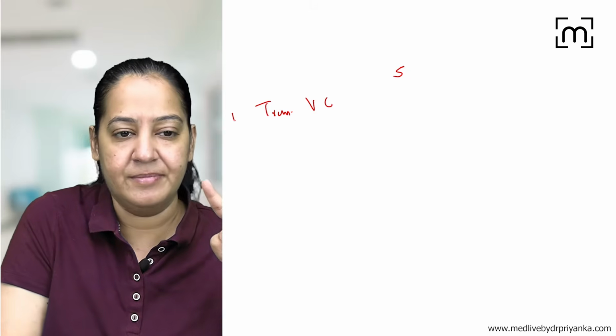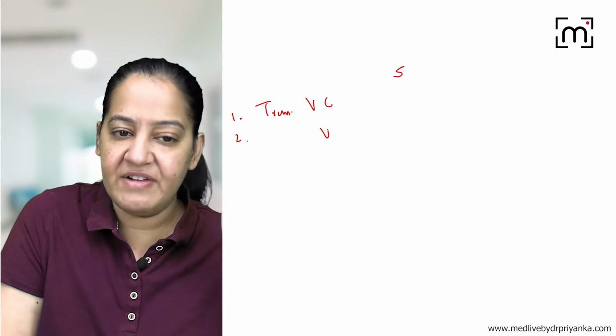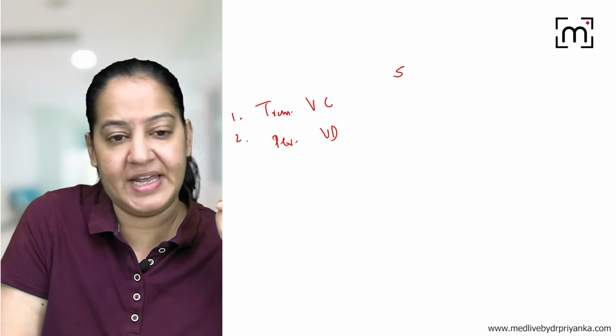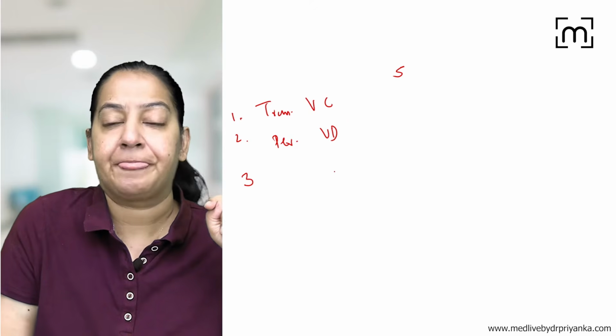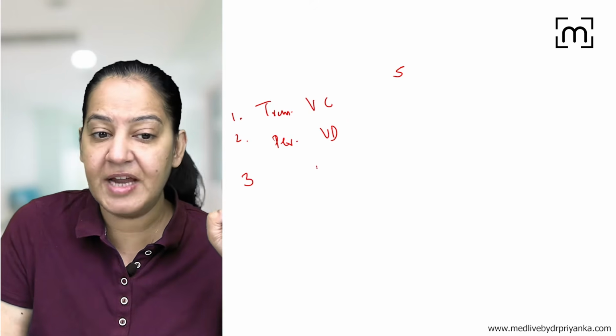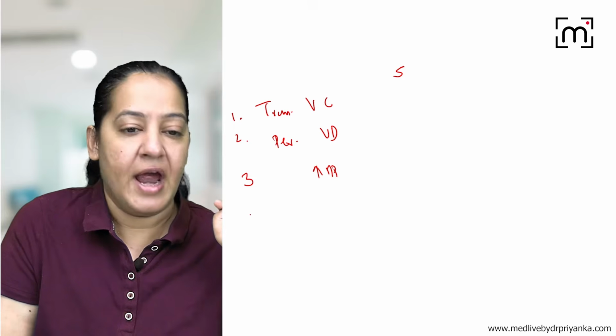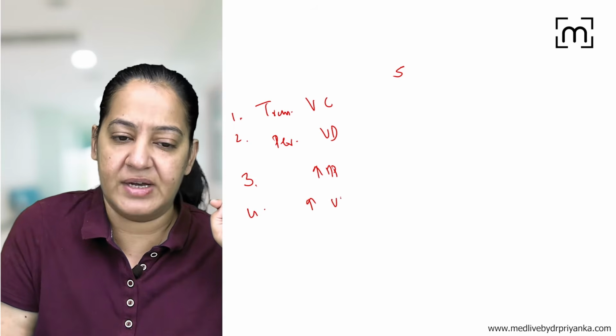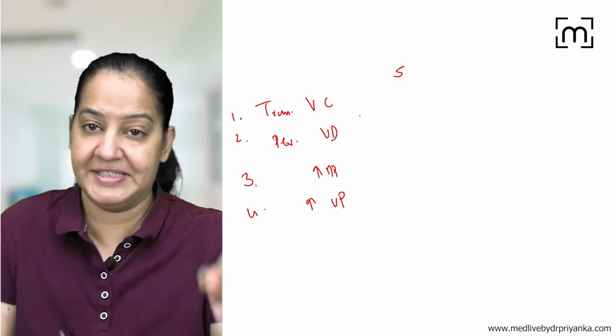The second step is the vasodilatation, which is persistent in nature. The third step is, what is the third step? Increased hydrostatic pressure. And the fourth step is increased vascular permeability. Let me tell you the consequences.